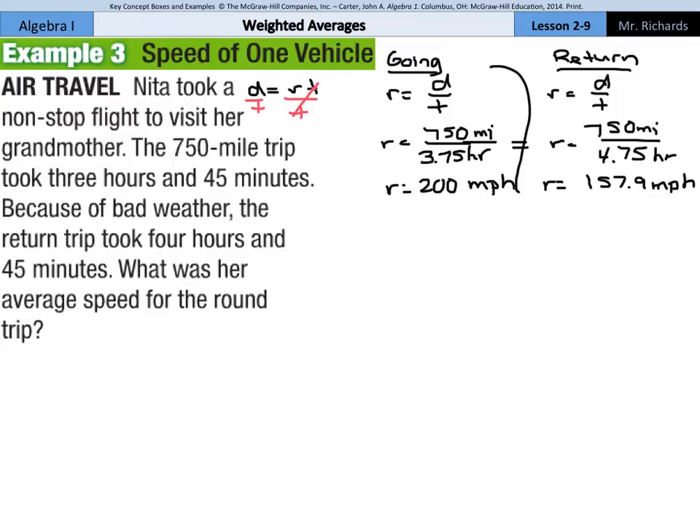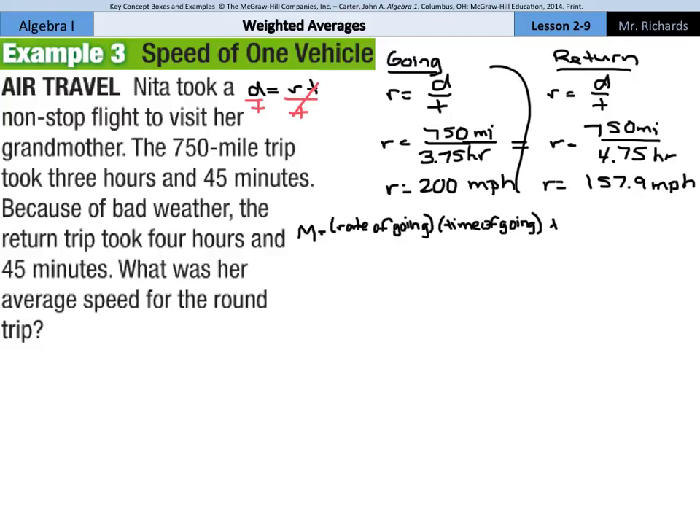Now, since we're looking for a weighted average, we cannot just add these up and divide by 2. We cannot just average the speeds. We need to find the weighted average for the round trip. So m is going to equal our rate of going multiplied by our time of going. Remember, rate times time is our distance.